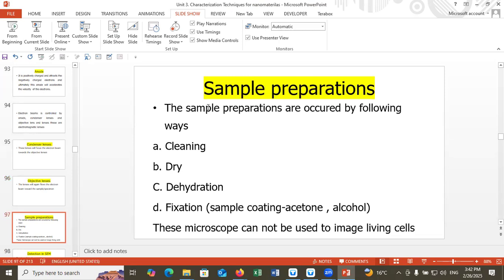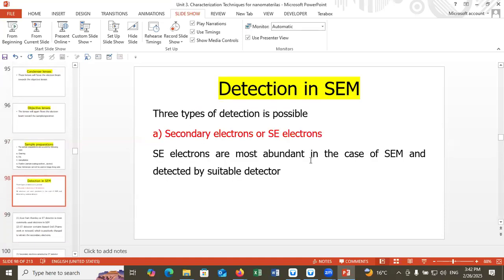Sample preparation. The sample preparation occurs by the following ways: cleaning, drying, dehydration, fixation, sample coating, acetone, alcohol. This microscope cannot be used to image living cells.